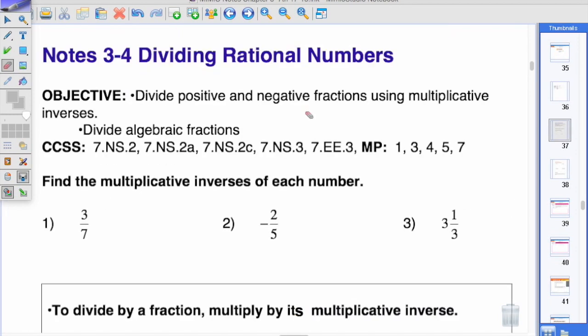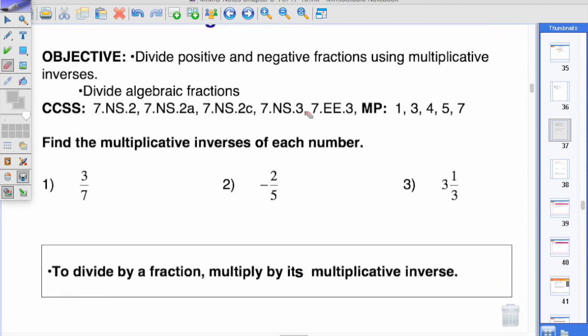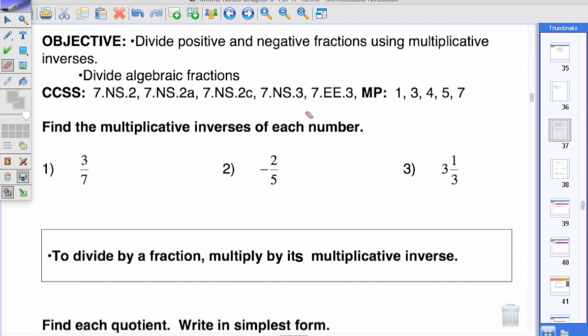Notes 3.4, dividing rational numbers. The objective is to divide positive and negative fractions using multiplicative inverses and divide algebraic fractions. The Common Core state standards and mathematical practices are listed.